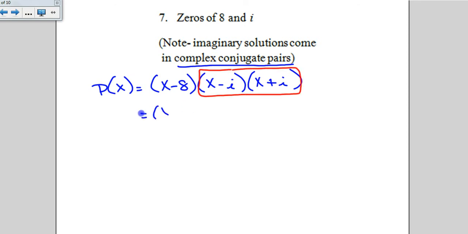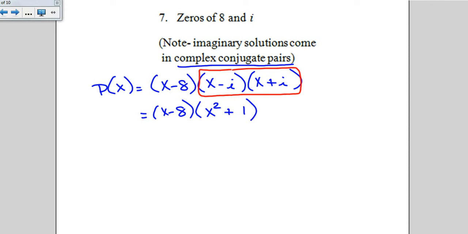So we've got, still have an x minus 8. X times x would be x squared. Notice on the conjugates, the outer and the inner are going to cancel out. And you're going to have negative i times i, which is a negative i squared. Well, remember, i squared is really a negative 1. So instead of saying minus a negative 1, I'm going to change that to a plus 1.